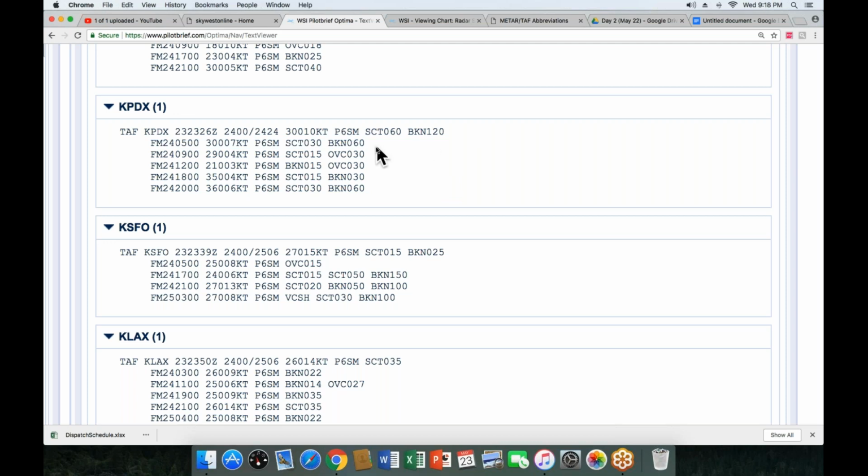So that's the big thing. METARs, that's what's currently happening. TAFs, that's a forecast. That's our best guess of what will be happening in that time period. Does that mean that it's going to happen?